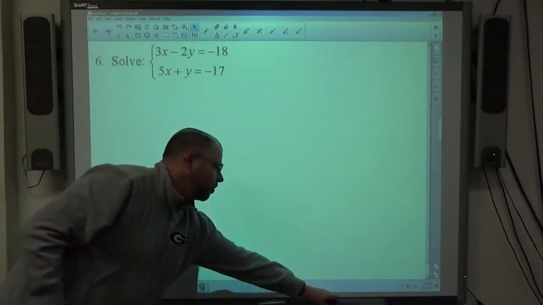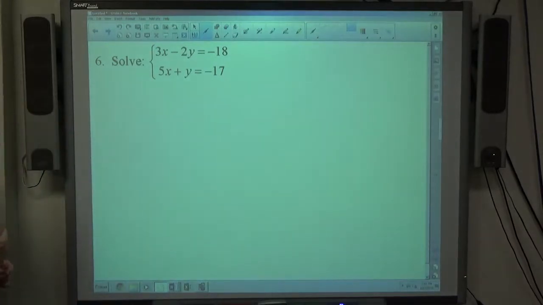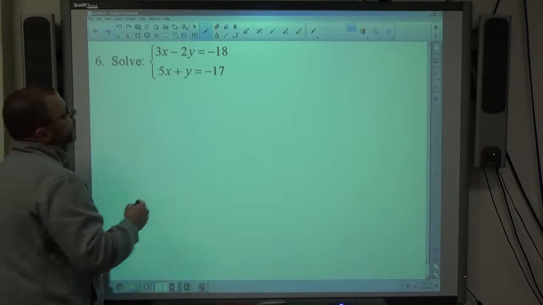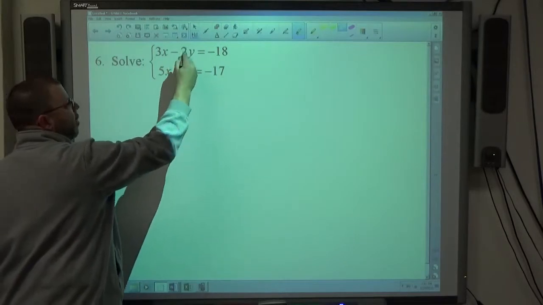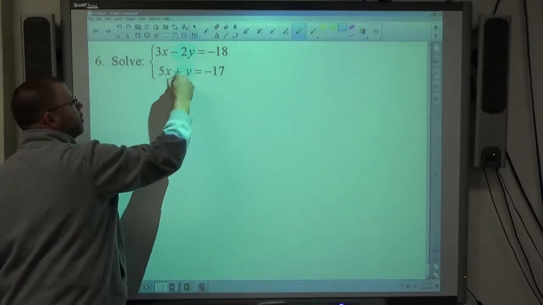Number 6, we just learned the elimination technique. On the test, I don't specify a technique. If you like substitution, you can use it. If you like elimination, you can use it. I prefer elimination, so I'm going to go that route. And if I'm doing elimination, I'm looking at my variables. I like opposite signs already there. So I'm going to go with my y's. I'm going to choose to eliminate y.